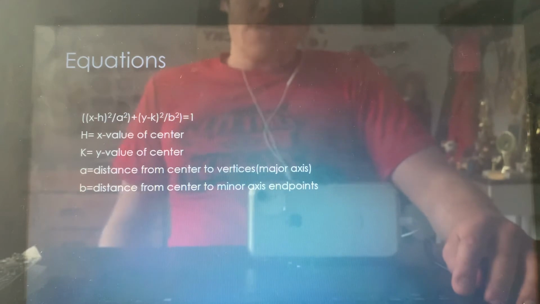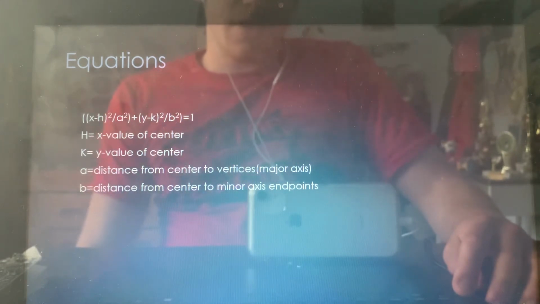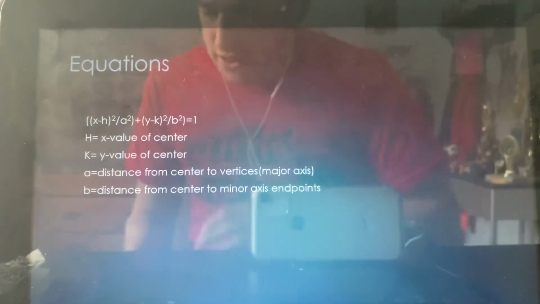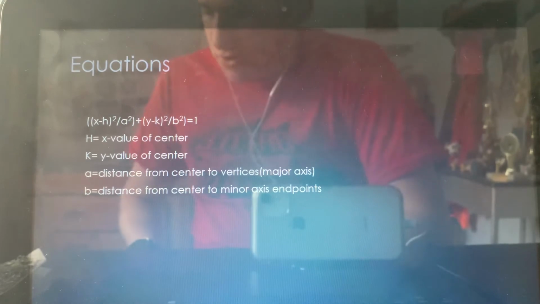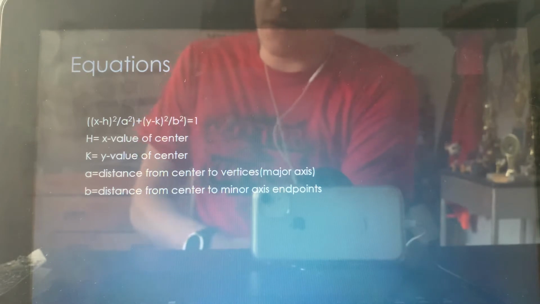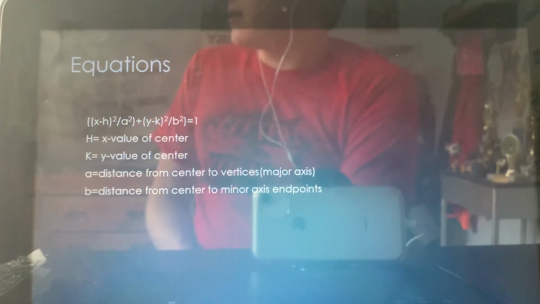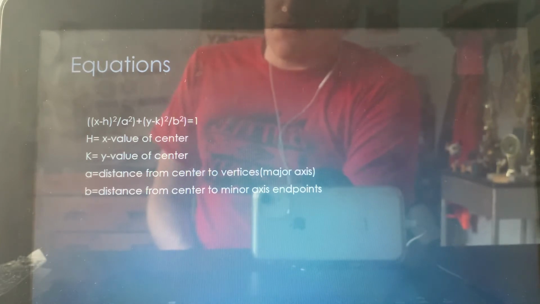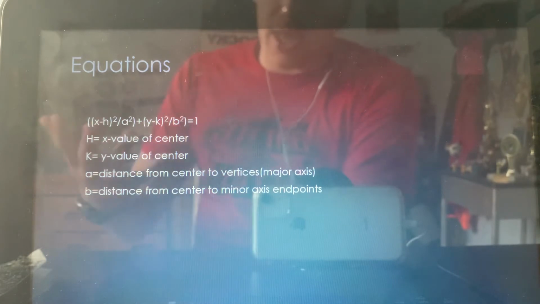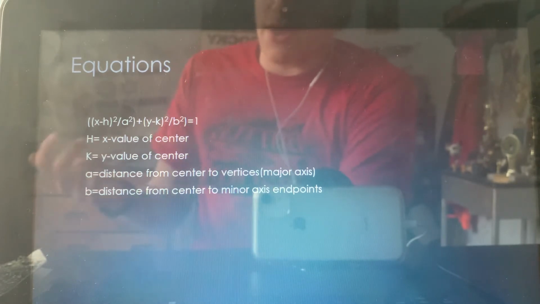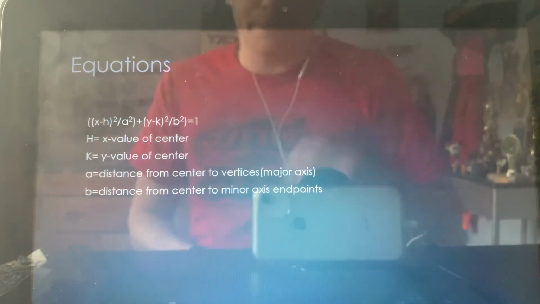Now a and b are not necessarily under the x and the y, because this one part's the x, that's the y. A is whichever one's larger, and b is whichever one's smaller. So if the ellipse is larger horizontally, a will be under the x minus h. But if it's larger vertically, a will be under the y minus k. So yes, a is the distance from the center to the vertices on the major axis, and b is the distance from the center to the minor axis endpoints. They don't have any other name besides that.